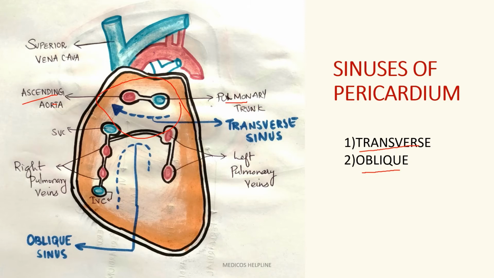Coming to the oblique sinus, it is a recess of serous pericardium behind the base of the heart. It is enclosed by a J-shaped sheath of the visceral layer, as you can see, and this encloses six veins, which are the two left pulmonary veins and the four right pulmonary veins.